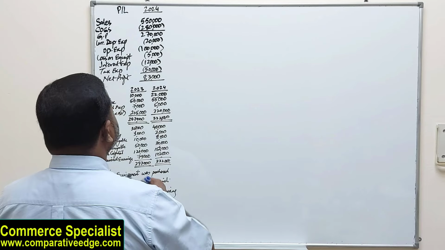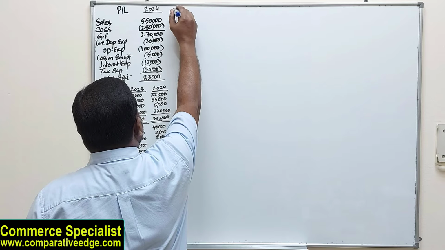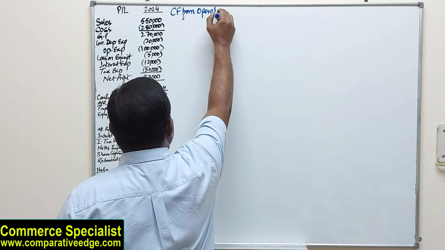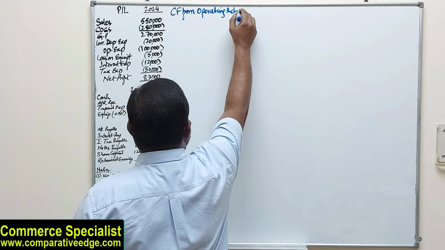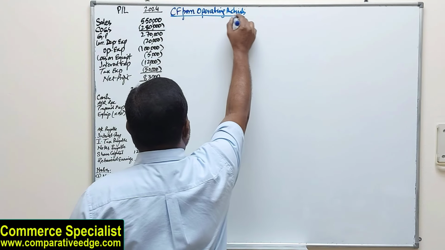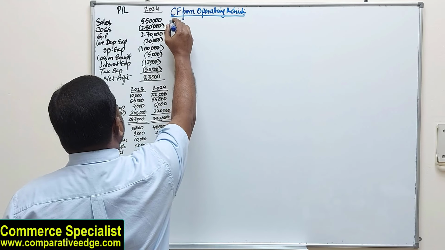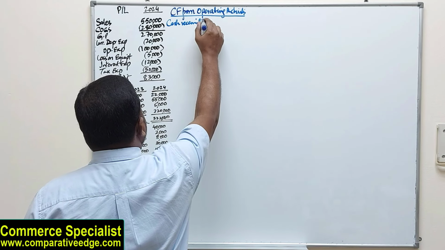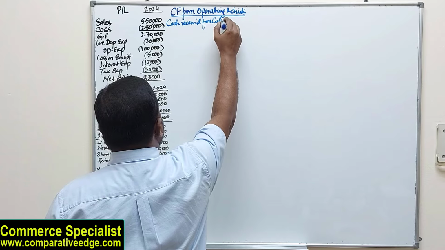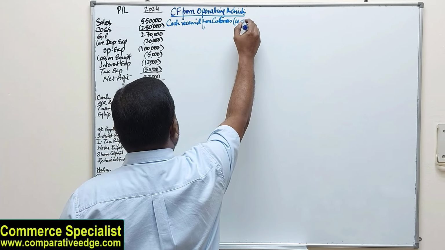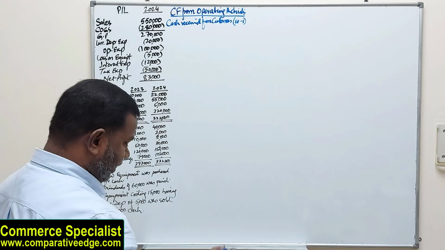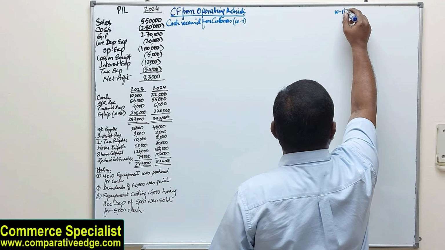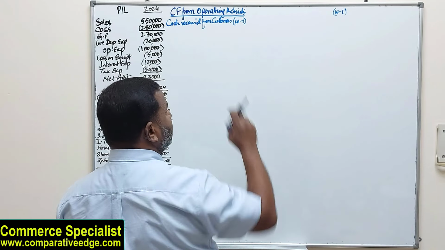So let's begin. Very first thing you're going to do is write cash flow from operating activities. Now, when you write cash flow from operating activities, the very first thing you need to find out is cash received from customers. So I'm writing working number 1 because it's not given, we have to find out. So I am making working number 1 here. Okay, I'm trying to find out cash received from customers.